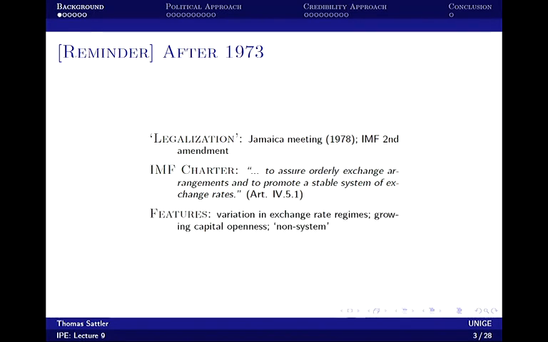Now what we have is great variation in exchange rate regimes. We have growing capital openness, so there's more and more international capital flows, which has a great impact on the politics of exchange rate regimes, as we're going to see in a moment. And we now have this non-system where each country can do what it wants.